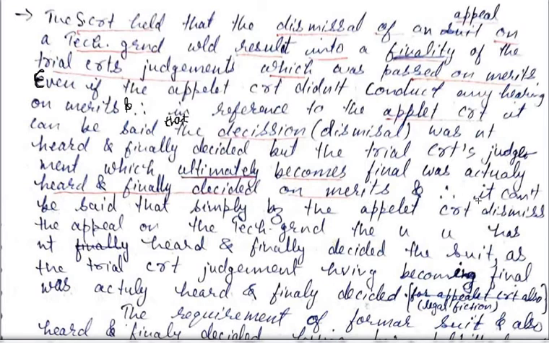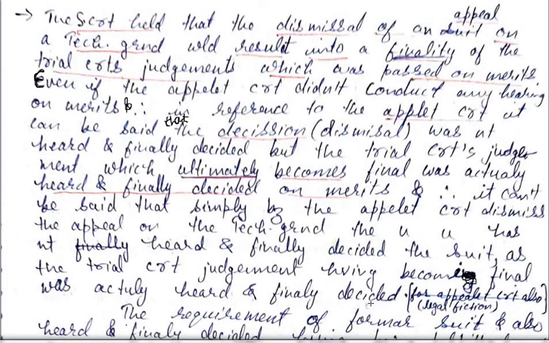And therefore, it cannot be said that simply because the appellate court dismisses the appeal on the technical ground, the appellate court has not heard and finally decided the suit, as the trial court judgment having become final was actually heard and finally decided.